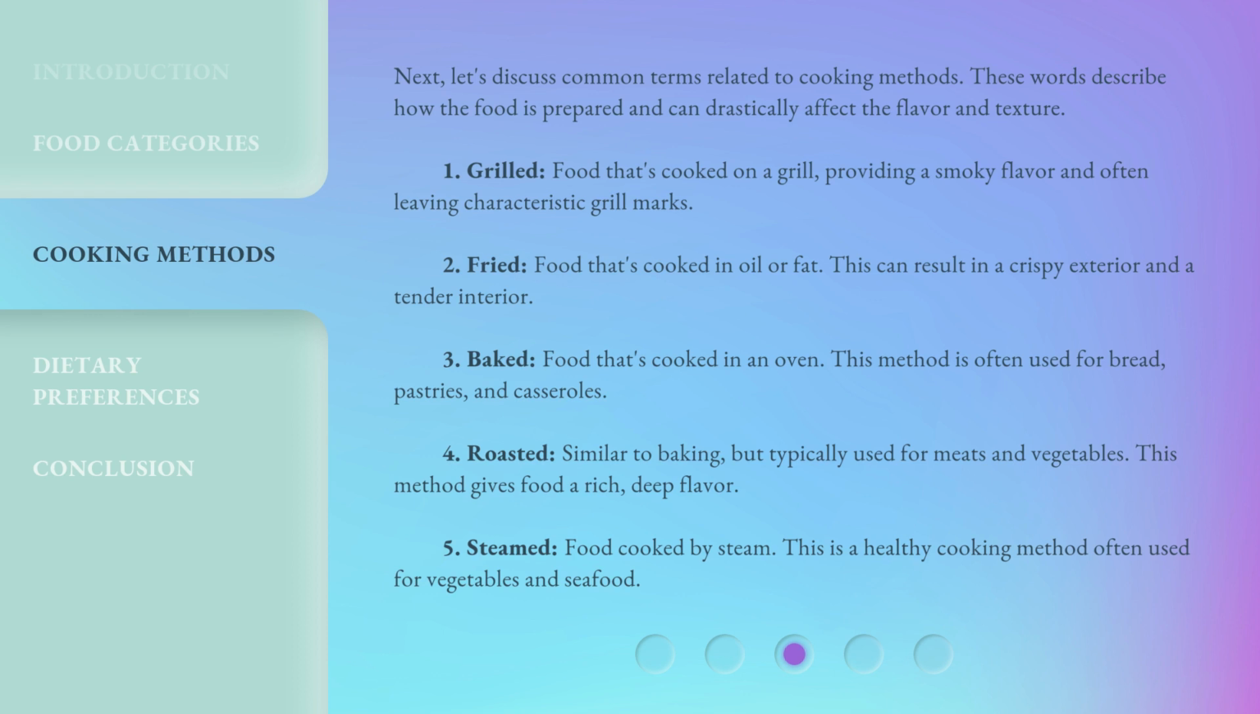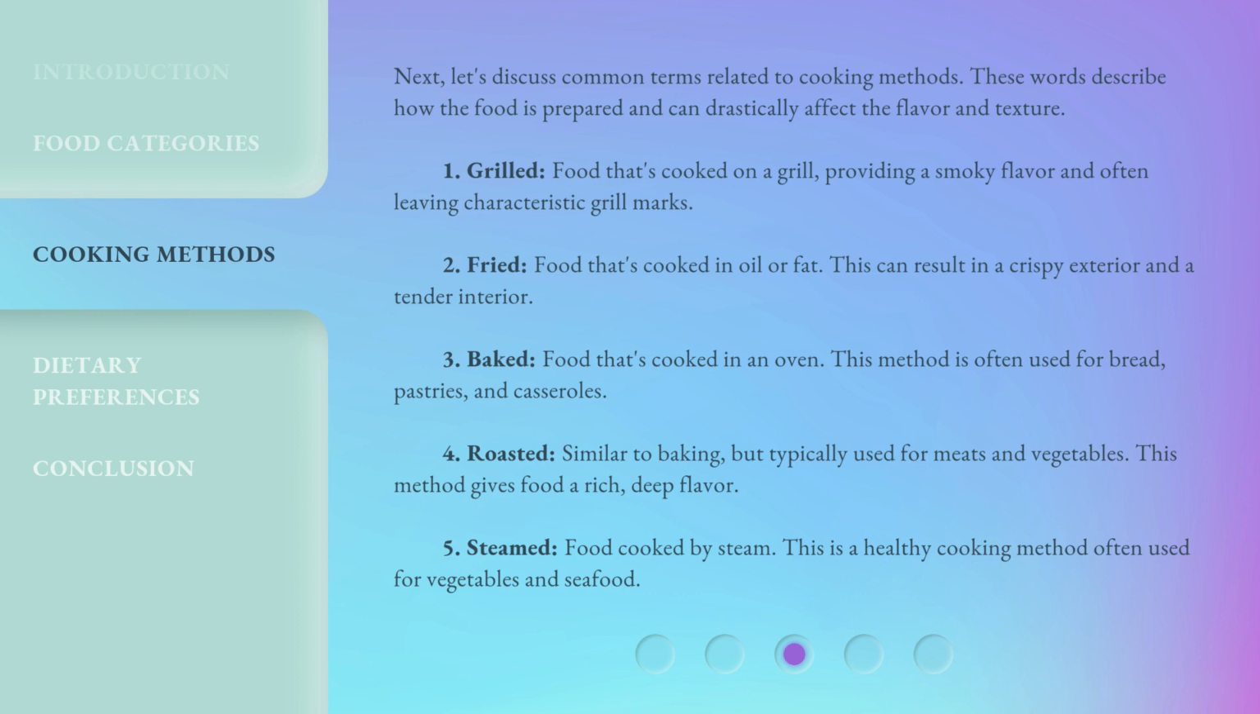2. Fried. Food that's cooked in oil or fat. This can result in a crispy exterior and a tender interior. 3. Baked. Food that's cooked in an oven. This method is often used for bread, pastries, and casseroles.